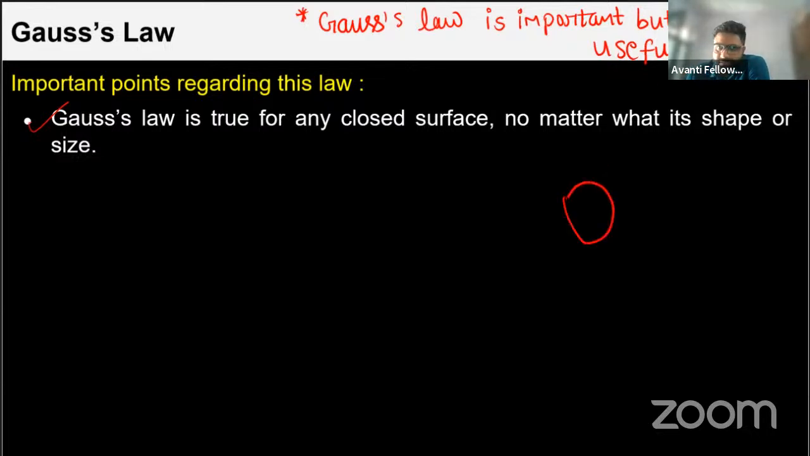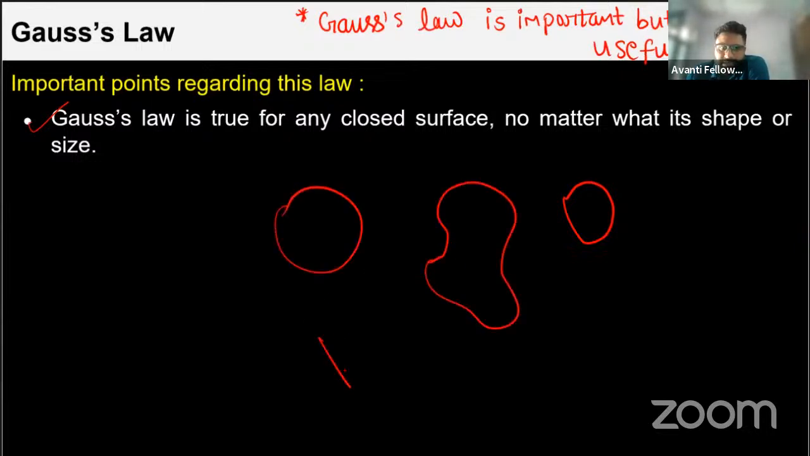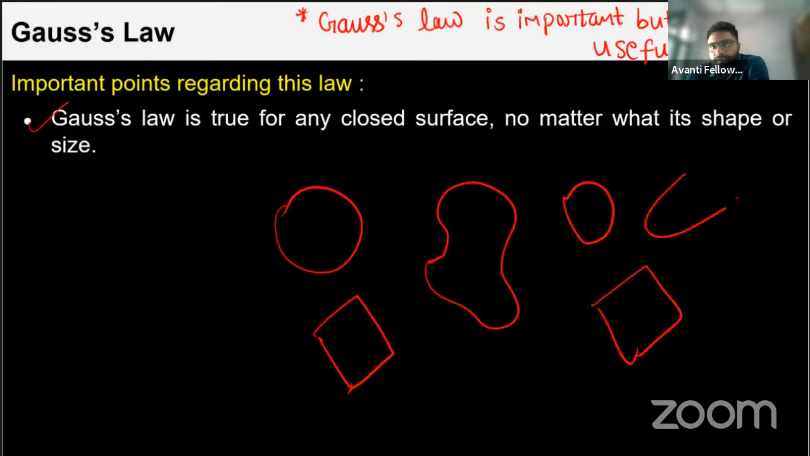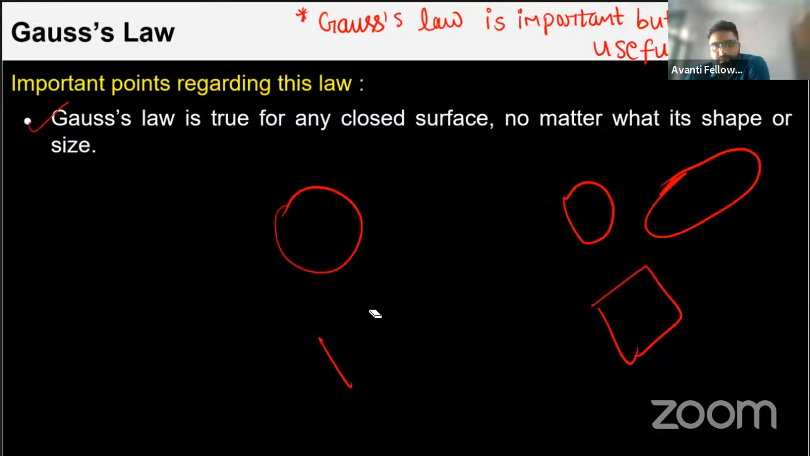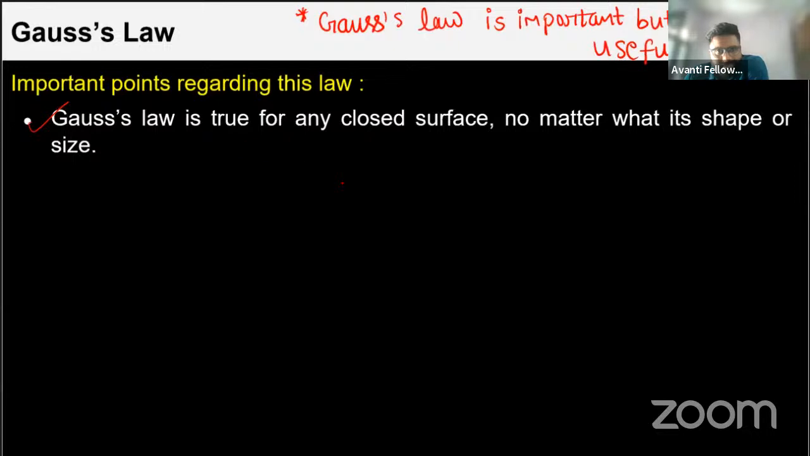Either you will take this or you will take this one. You may take a perfect circle, a rectangle, a square, an ellipse, whatever. If these surfaces are closed, then Gauss law is valid for them. You can apply the Gauss law there, no matter what the size and what the shape. This is the very first point you should remember. Now, the condition is that it is applicable only for a closed surface. So the surface must be closed. There should be no void anywhere.